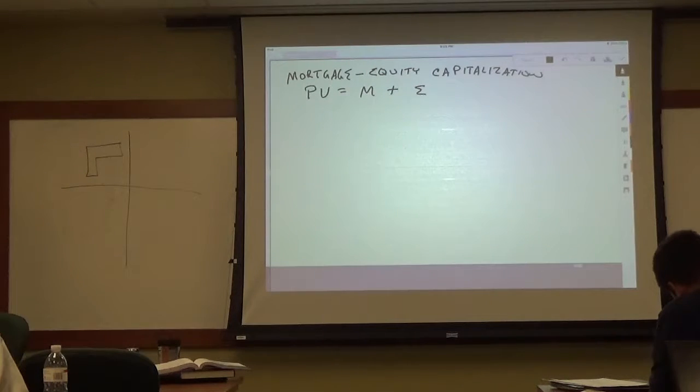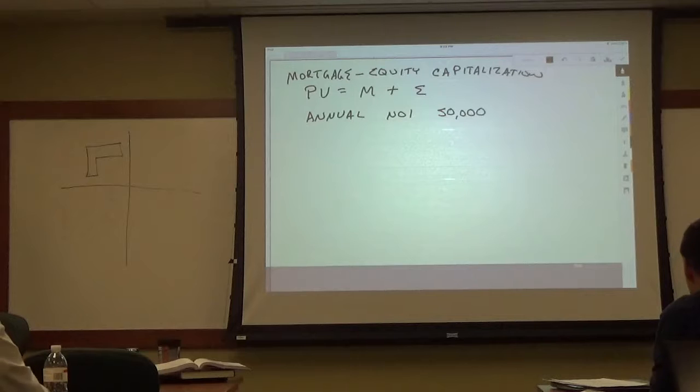All right? So let's say that we have annual net operating income of $50,000, and we have a debt service coverage ratio of 1.20.